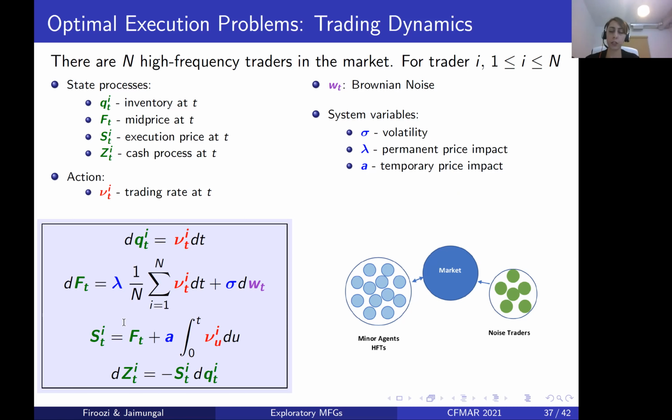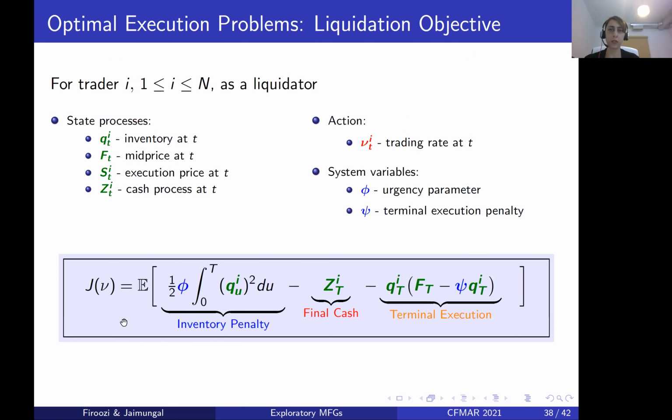So if we consider, for example, a liquidation problem, assuming that agent i wants to liquidate by the end of the trading horizon, this will be the objective function, where it has an inventory penalty term. This phi is the urgency parameter. If it's very large, then the agent wants to liquidate very fast. And if it is smaller, or in the extreme case, if it is zero, the agent doesn't care about holding the inventory as long as it liquidates all at the end of the trading horizon. And this is a minimization problem, so the cash process appears with a negative sign. The agent evidently wants to maximize its final bills, and this is the value of its terminal execution.